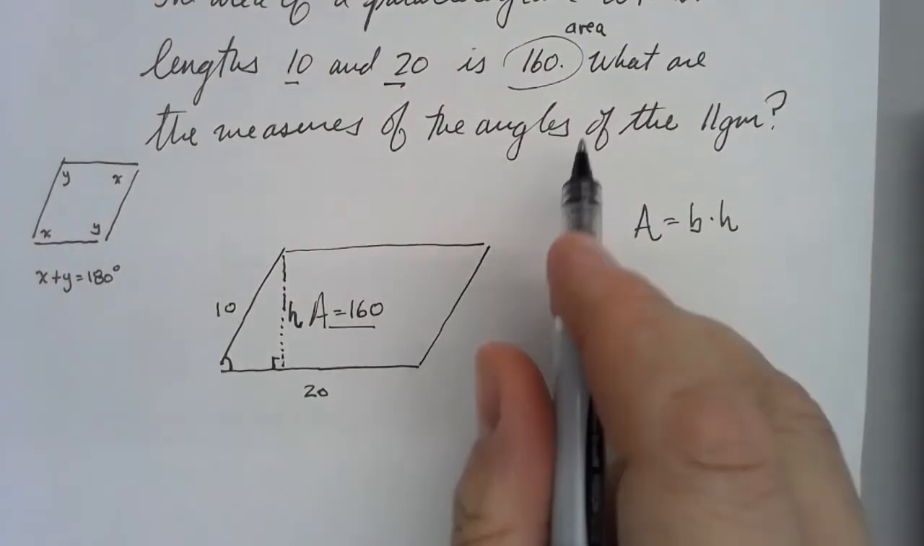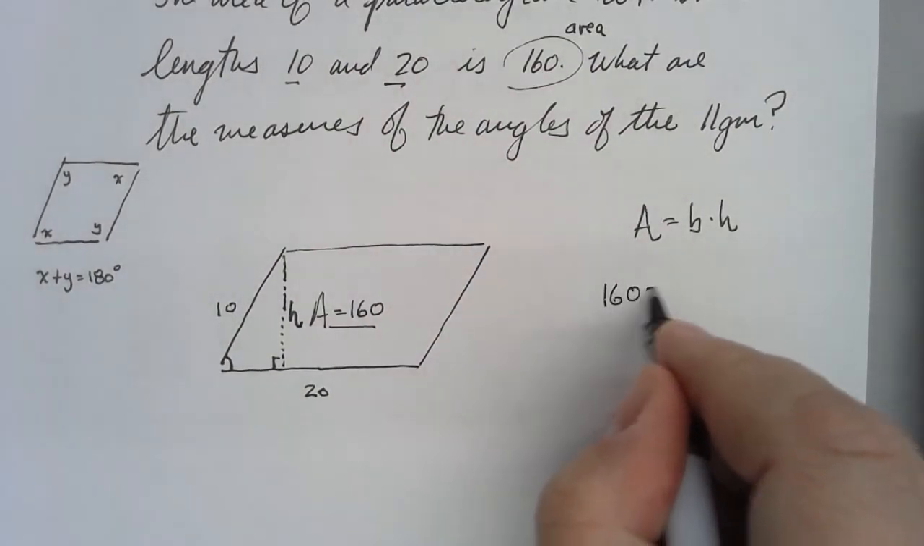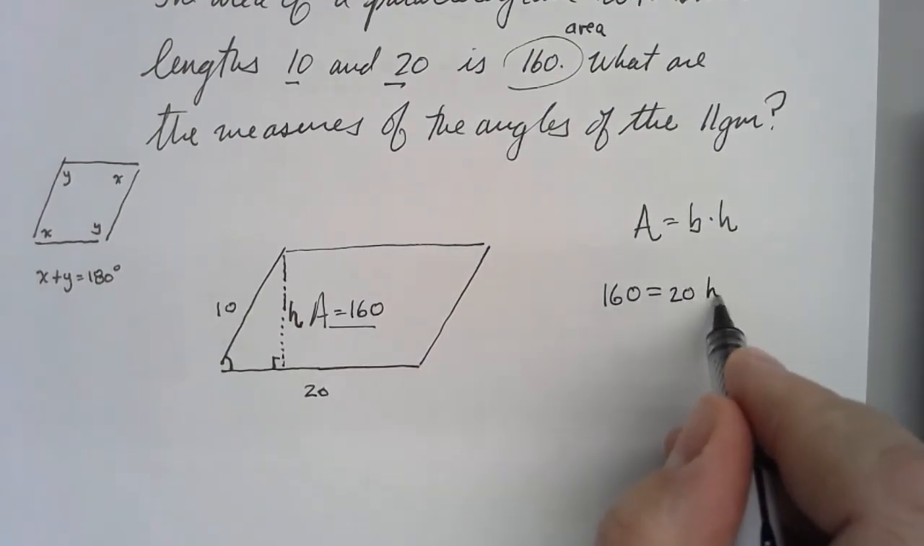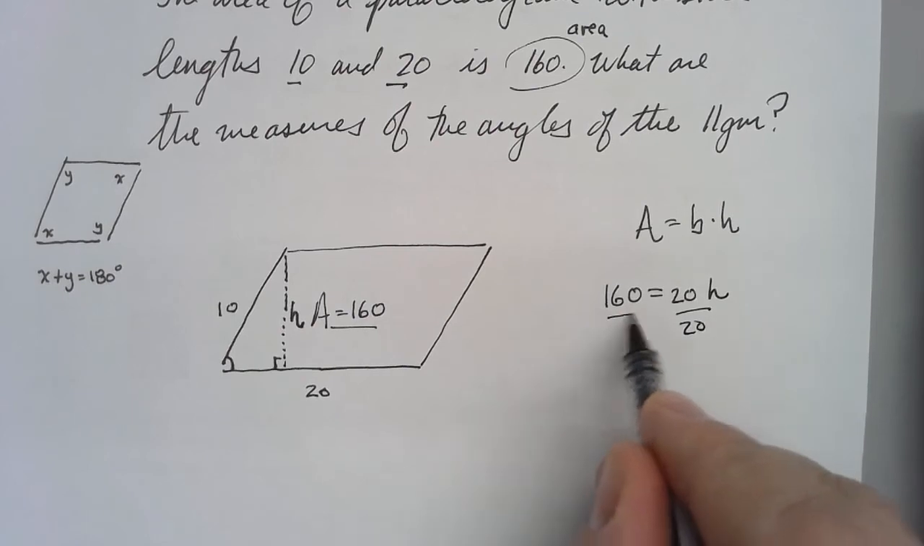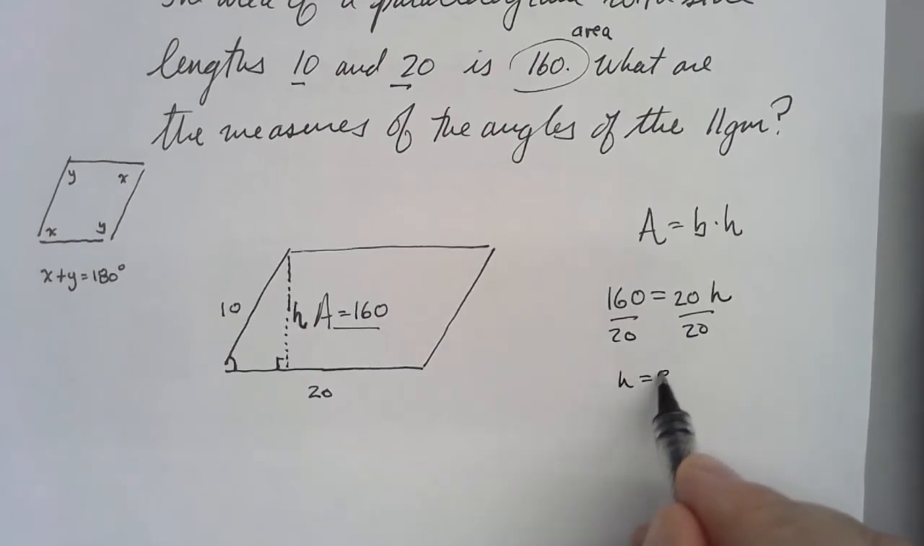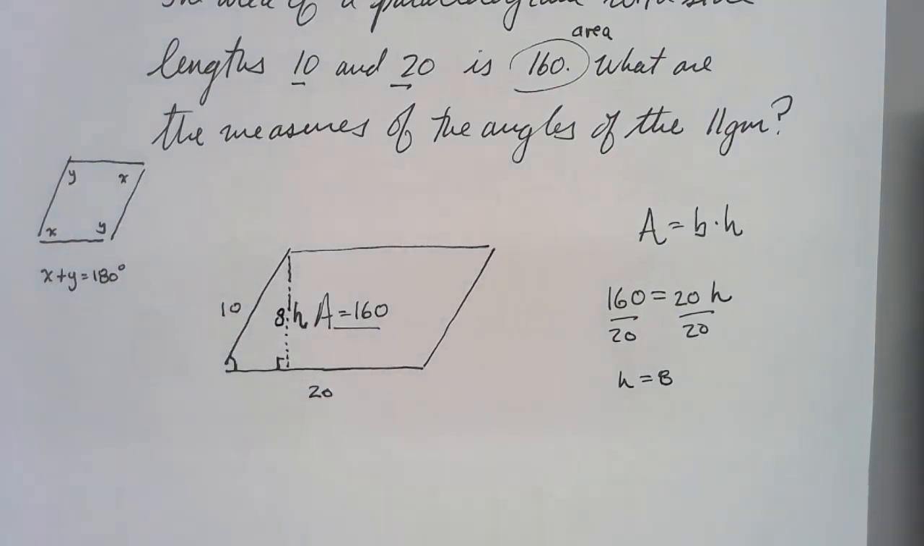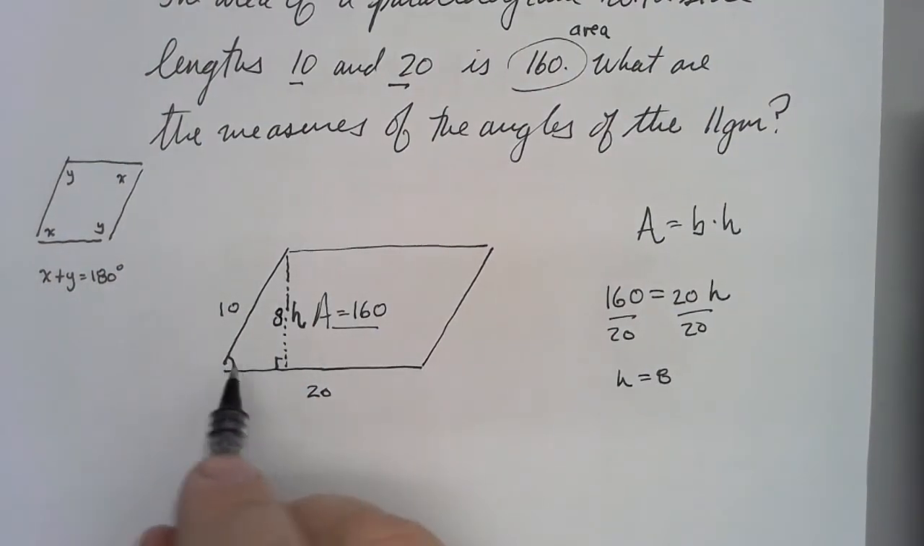First, I know the area. I've chosen the base to be 20, so I can very quickly solve this for the height, and I get the height is 8. So this is 8 right here. Now I'm going to figure out this unknown angle. Let me use that Greek letter theta for angles.